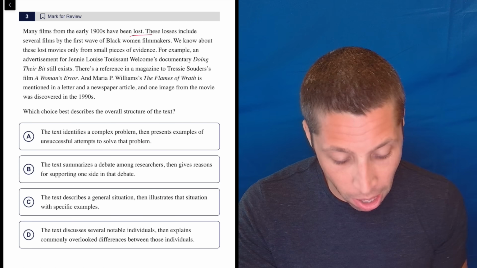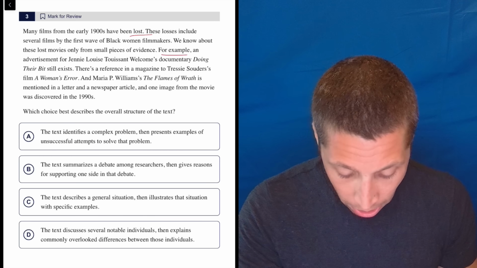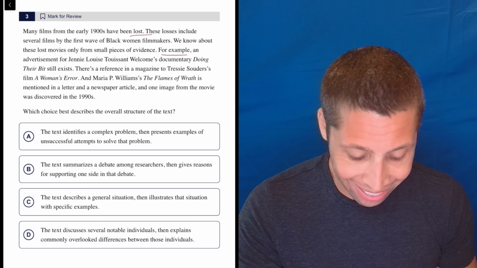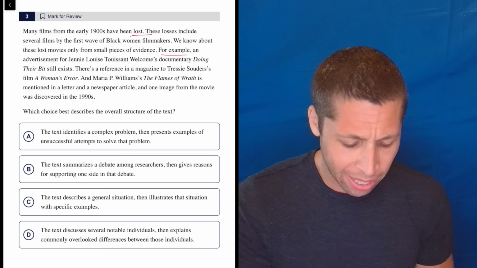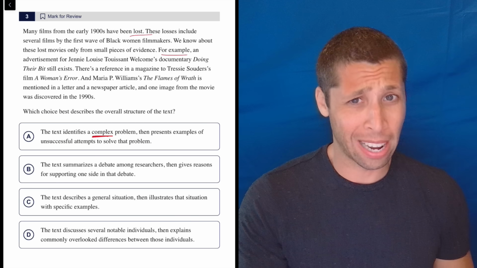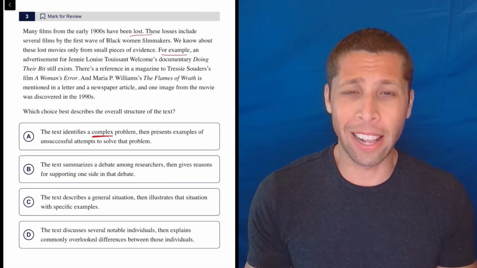So they've been lost. Here are some examples of that. Okay, let's see what they give us. The text identifies a complex problem and then presents examples of unsuccessful attempts to solve the problem. Well, normally I wouldn't care too much about a word like complex, but is this a complex problem? They're lost. I get it. That seems like a simple problem.